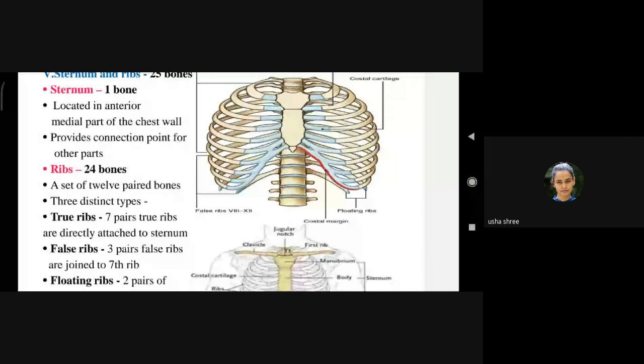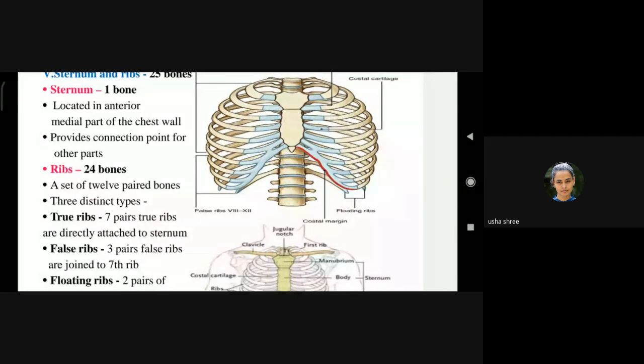Cartilage connects two bones. Without cartilage, a joint is impossible. Two bones are connected by cartilage only. That is why cartilage is a connective tissue. You people are forgetting the last classes.